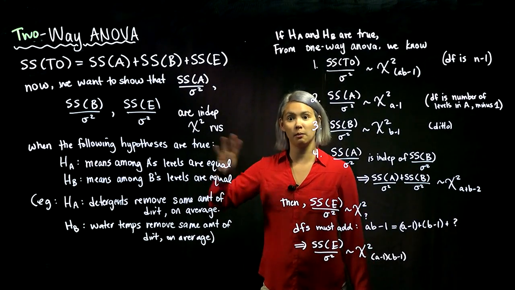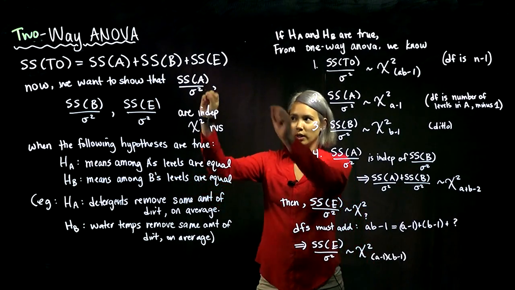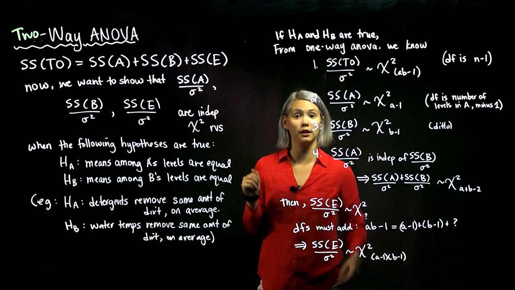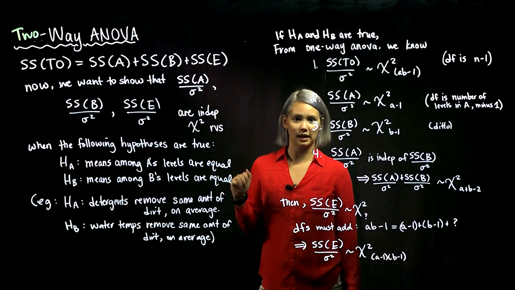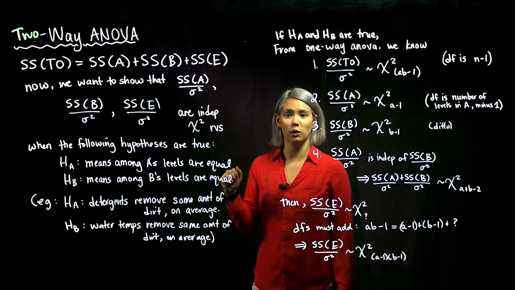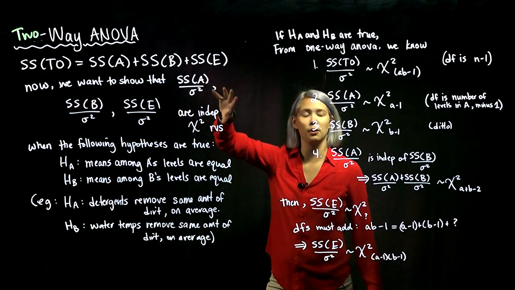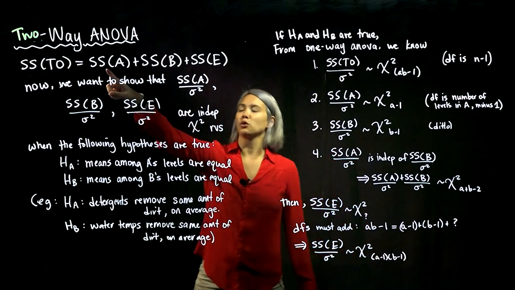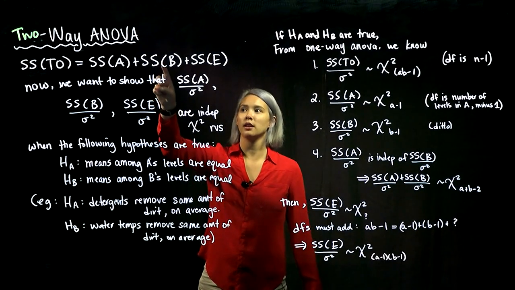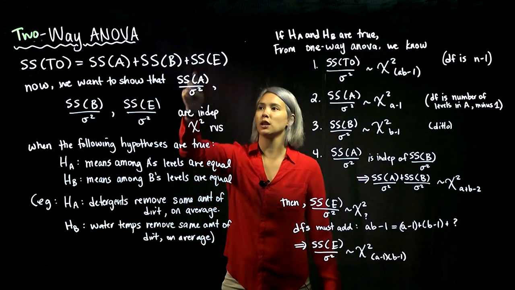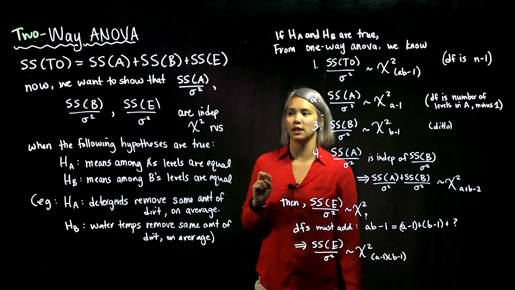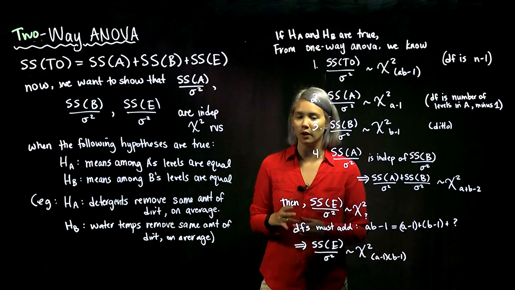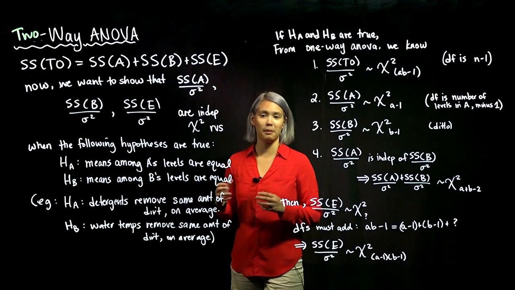And then now, if we think back to how we did things in 1A ANOVA, we set up those sum of squares, and then we figured out, OK, what is the distribution of each of these components? So that's exactly what we're going to do here. And just like in 1A ANOVA, we're going to see that each of these components is chi-squared distributed. All right, so we want to show that sum of squares for A over sigma squared, sum of squares for B over sigma squared, and sum of squares due to error over sigma squared are each independent chi-squared random variables, as long as some hypotheses are true.